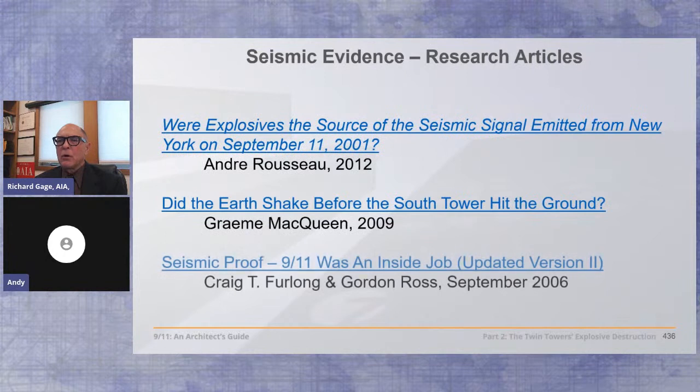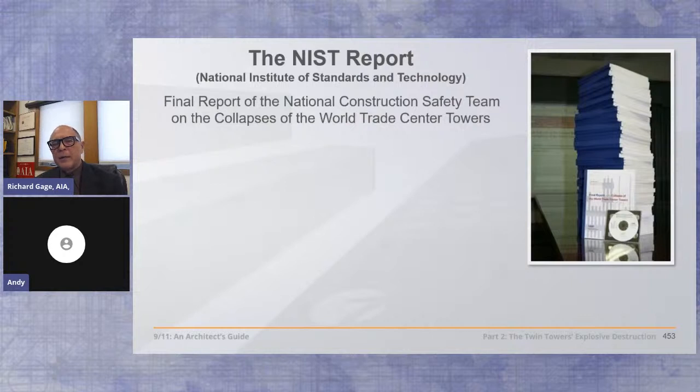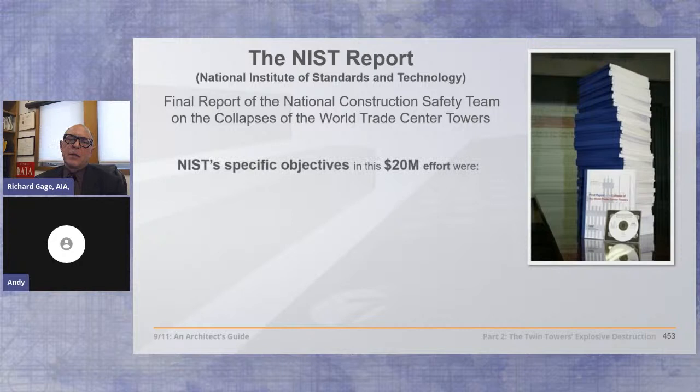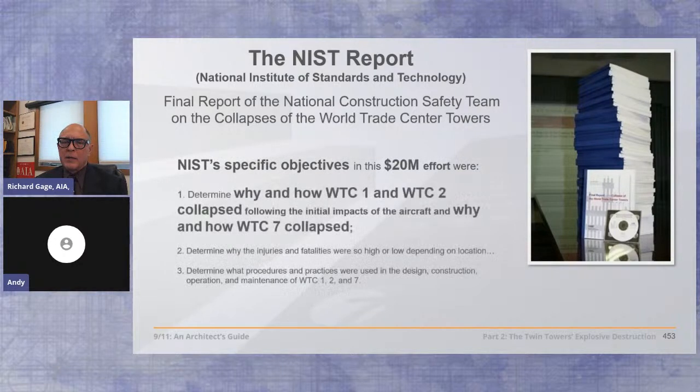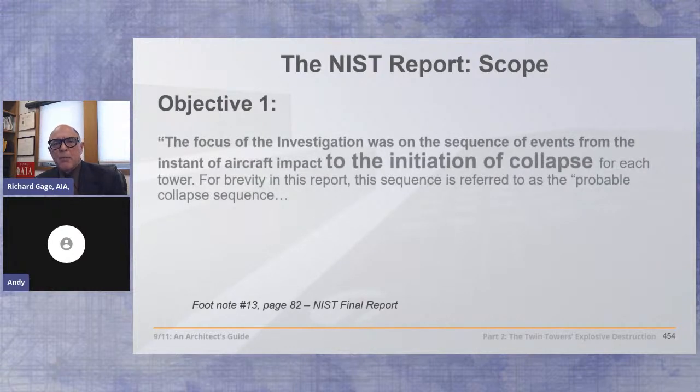So be sure to do your own research on this. We show you where to go, what to do here. Seismic proof. Did the earth shake? Were explosives the source? We also have NIST reports to look at today as well. NIST was given $20 million by Congress to determine what, how, and why World Trade Center 1 and 2 collapsed. But they had their own objective, apparently. It's hidden on footnote 13, page 82 of their final report.